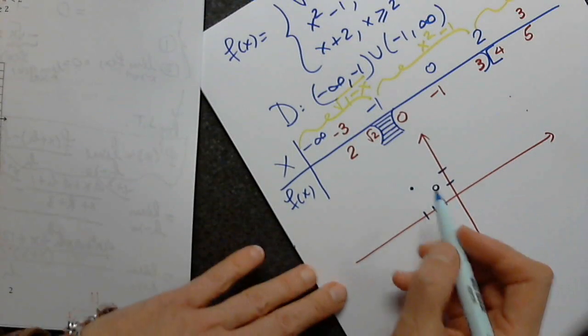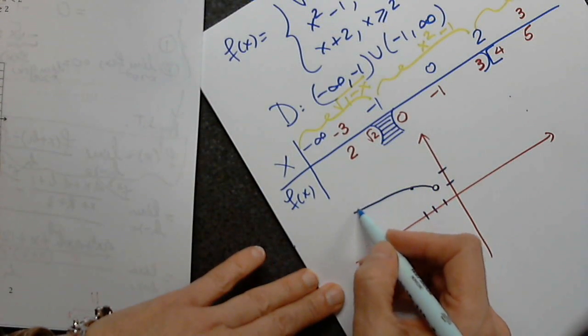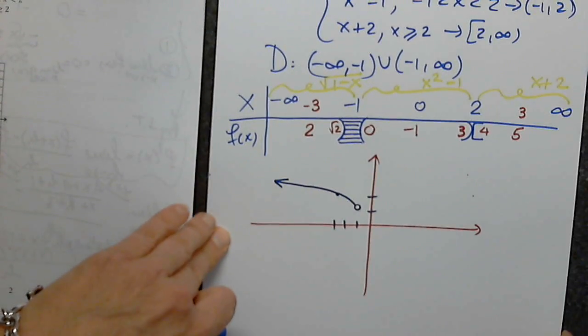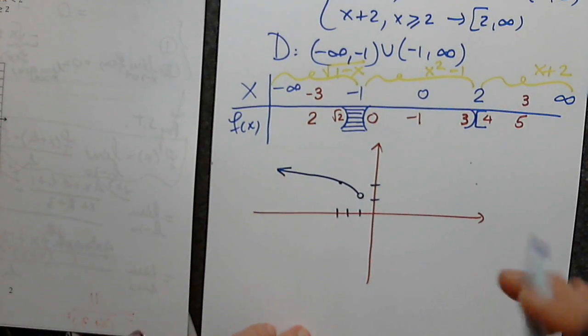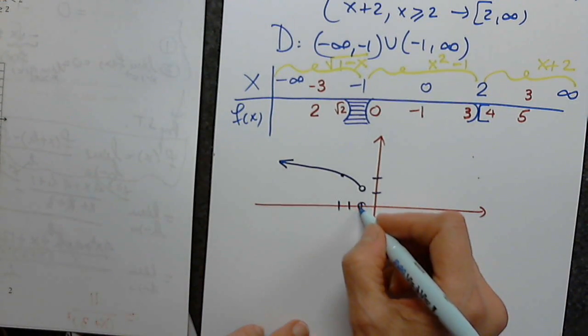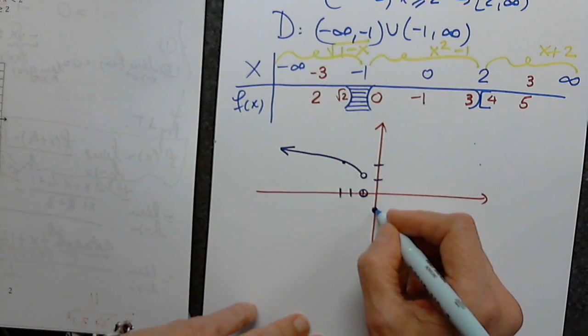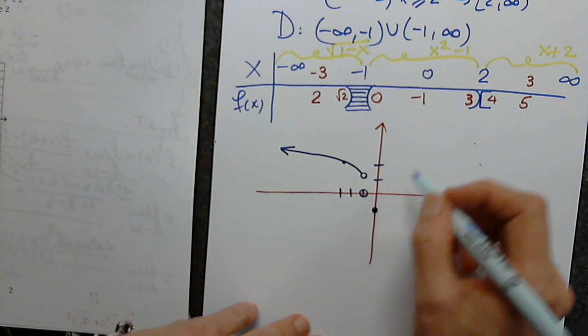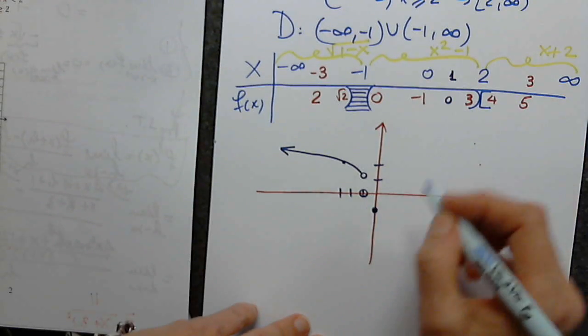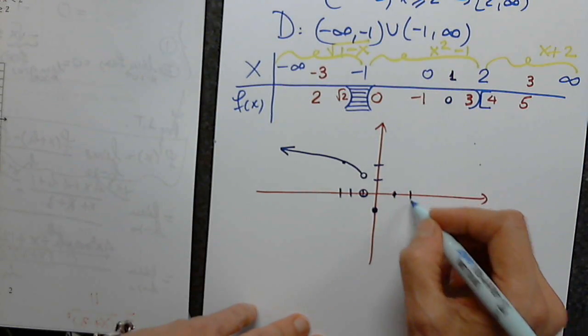And this is a square root. The graph must look like this. At negative 1 is 0. It has to be open. At 0 is negative 1. And at 1 will be 0. And at 2 is 3.